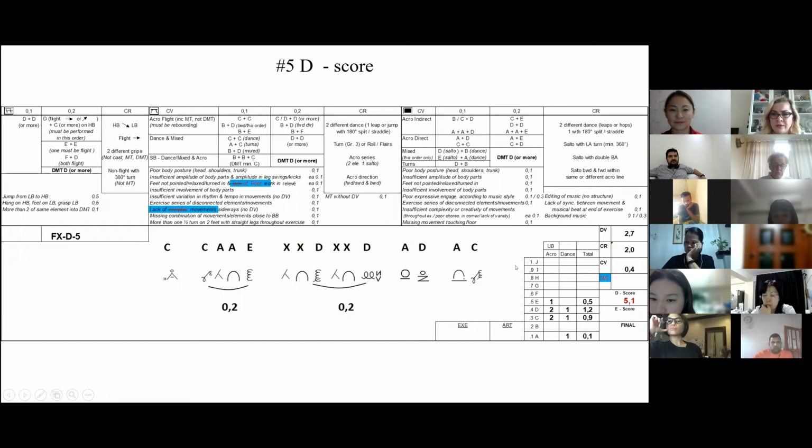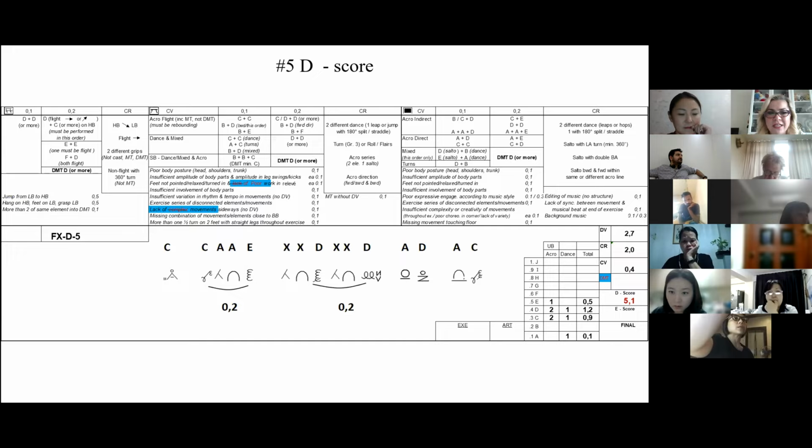Thank you, Luda. And please remember, we took the A even though it's low value because we have to take a minimum of three dance elements. Sometimes you might see a higher difficulty, but we have to take a minimum of three dance elements. That's why we included the A turn.